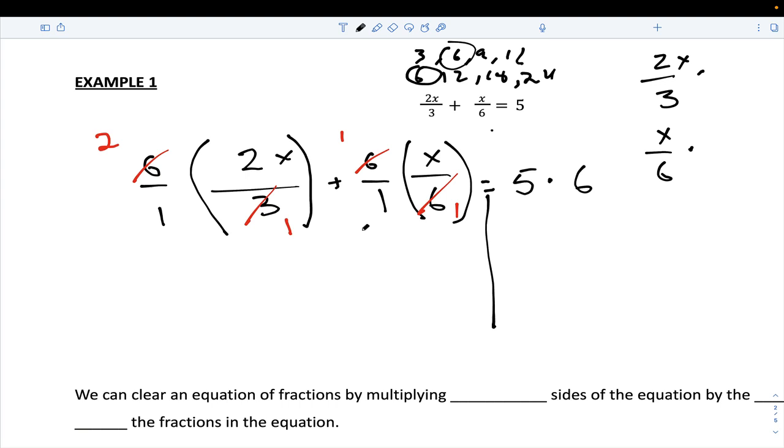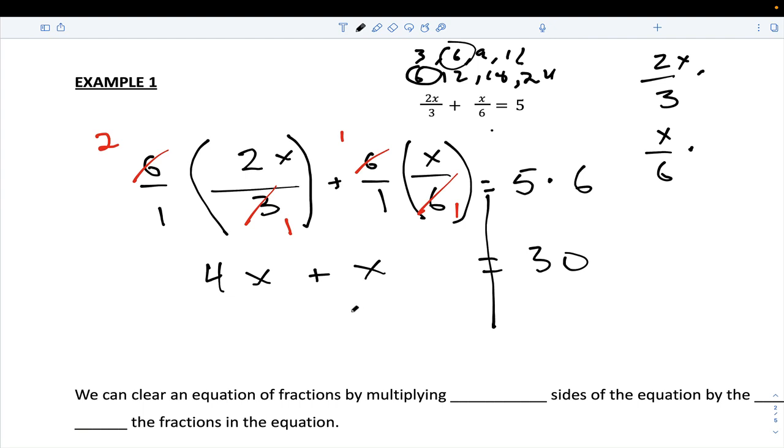3, 2, 1. What happened in the bottom of my equation now, Mason? What happened in the bottom of my equation? Mason, what number is here? They're all 1s. And watch what that does. When you go to multiply, 2 times 2x is 4x. 1 times x is x. 6 times 5 is 30. Anything over 1 is just itself.